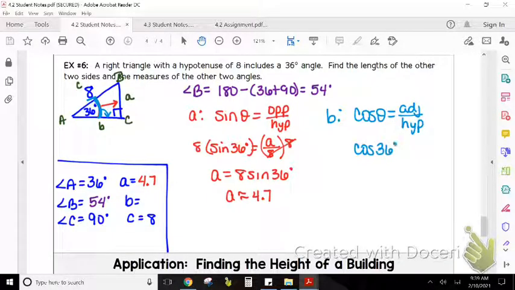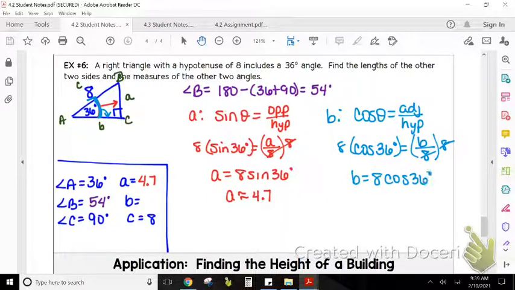So I'm going to fill in what I know. Cosine, my angle is 36 degrees. My adjacent is labeled B, and my hypotenuse is 8. Multiply by the 8 to get rid of the fraction. And so we know the side B is equal to 8 times cosine of 36 degrees. And so side B is approximately 6.5.